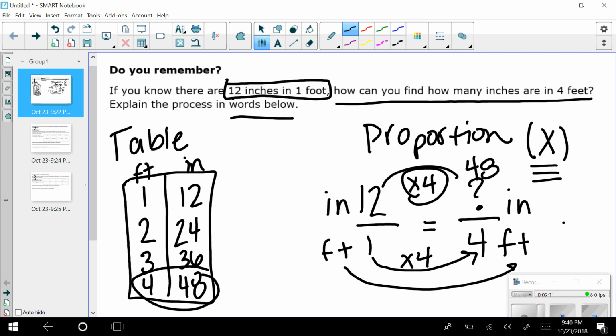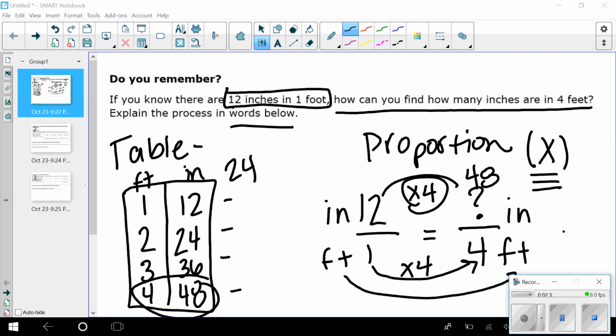So I can use a proportion, or I can make a table. Sometimes when I'm just doing 4, right, it's not so hard to make the table. But what if I wanted to know 24 feet? How many inches would that be? You wouldn't want to make the table, right? You would want to make a proportion so that you could see the connection. Okay? So pause the video, and I want you to explain in words what you did here. What could we do? Make a table, write a proportion. Talk about this relationship, right? Because it's related through multiplication. Okay?